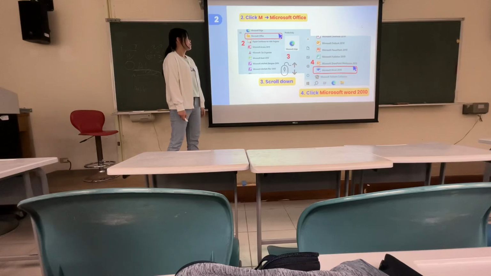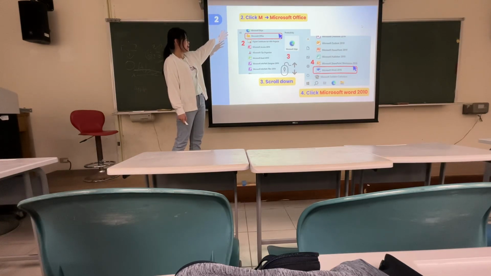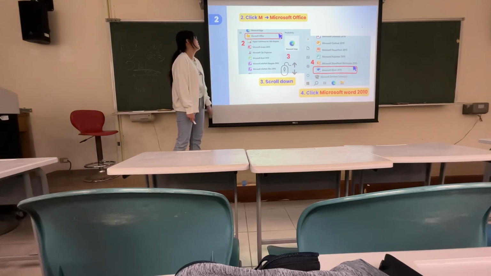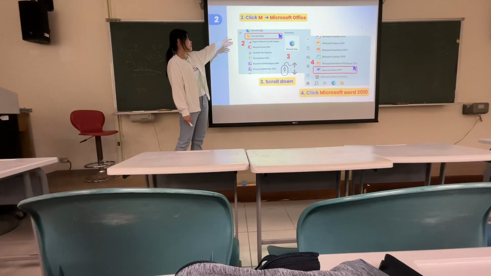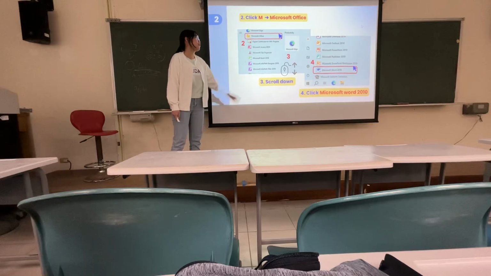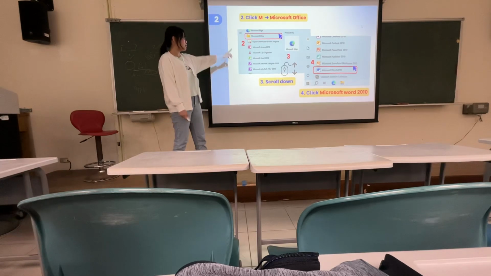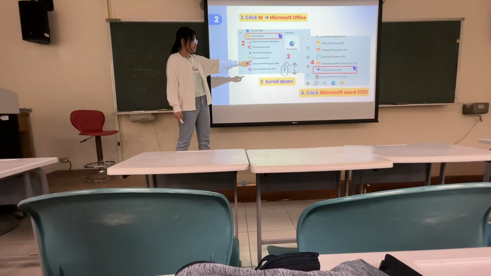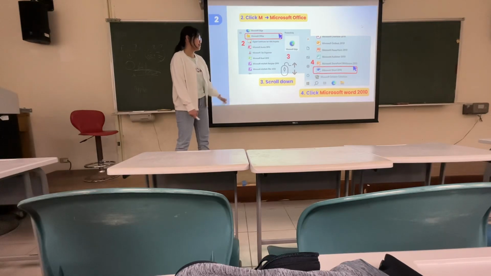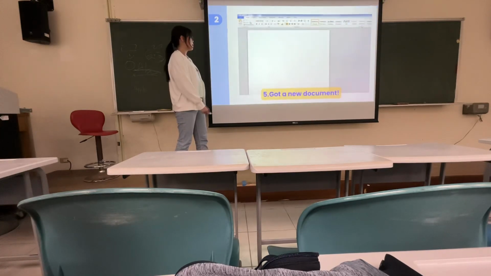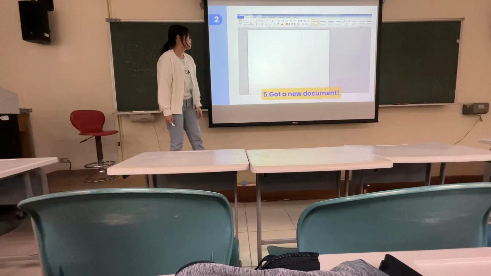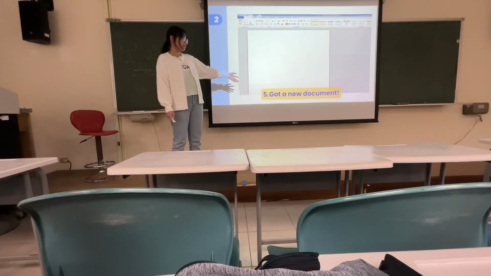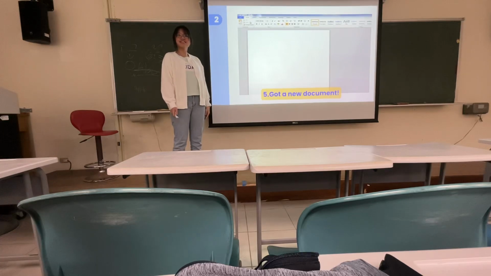And you have to find the letter M in the list, and later on you have to click on the file of Microsoft Office, and below the file you can find Microsoft Word. Click and you can open Microsoft Word. So now you may see a new document on your screen. Do we have any questions here?